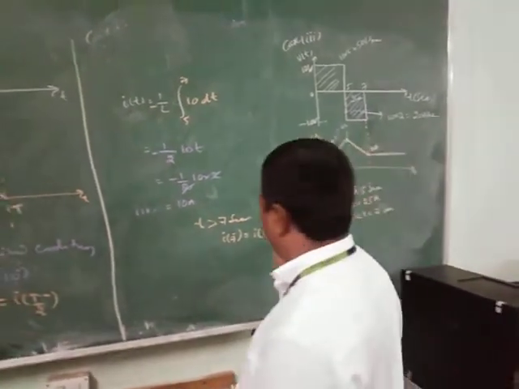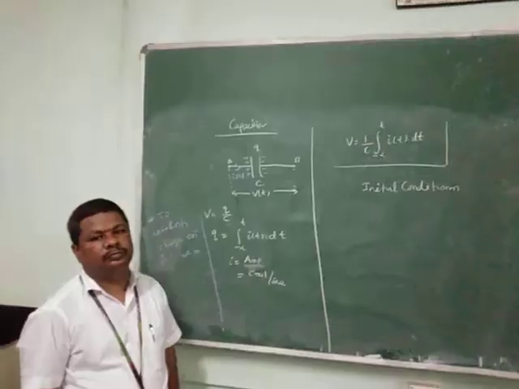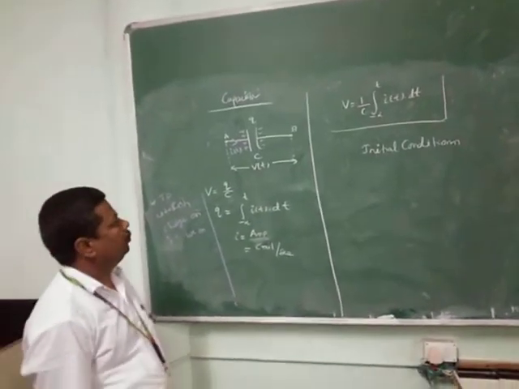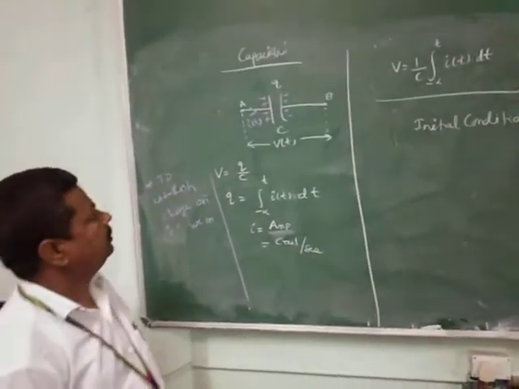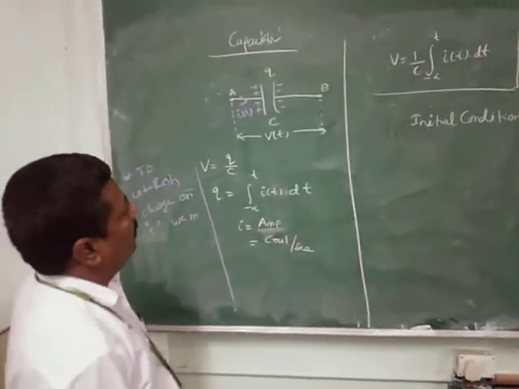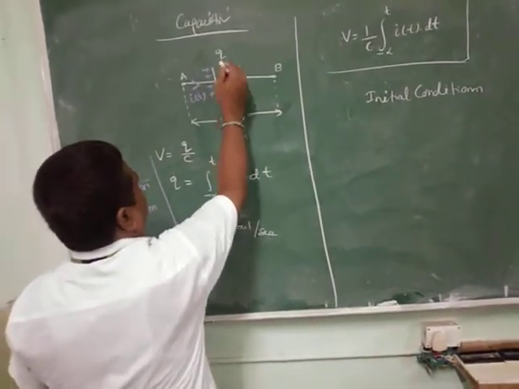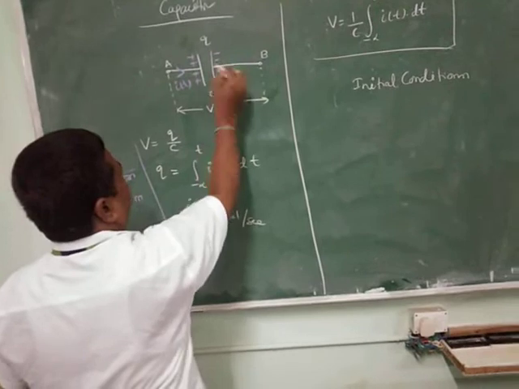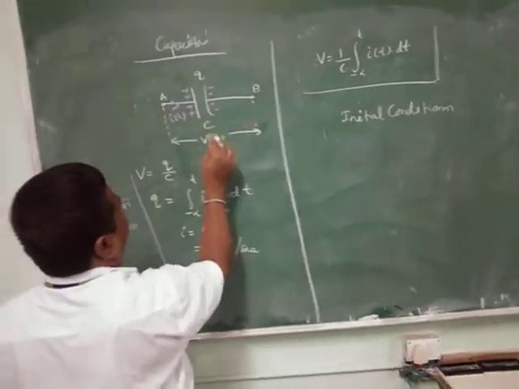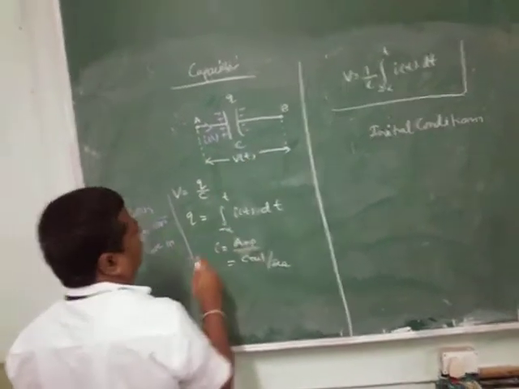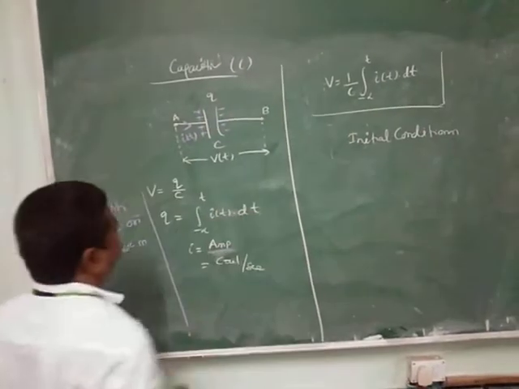So this is about the inductor problem. Now we move to another important circuit element, that is the capacitor. Already you know the capacitor symbol: this is the positive plate, this is the negative plate. This is the voltage across the capacitor, VAB or V of t, and capacitance is denoted as C.